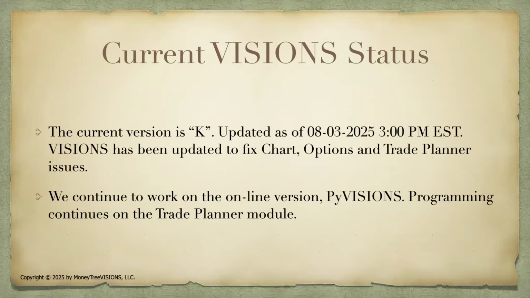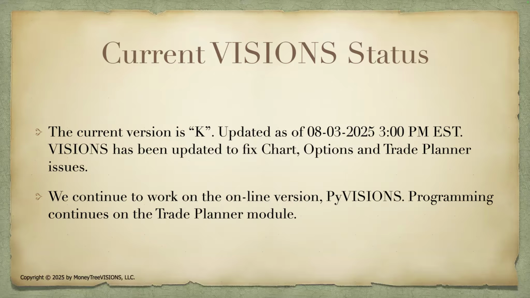Current version is K. It was updated August 3rd. The update included fixes for the charts, options, and trade planner issues. If you have any kind of problems running Visions, first off, make sure you're using K. And then if you're on the latest Windows machines, you'll need to implement the Windows 10 support notice. Visions operates best when it is run in an administrative mode.